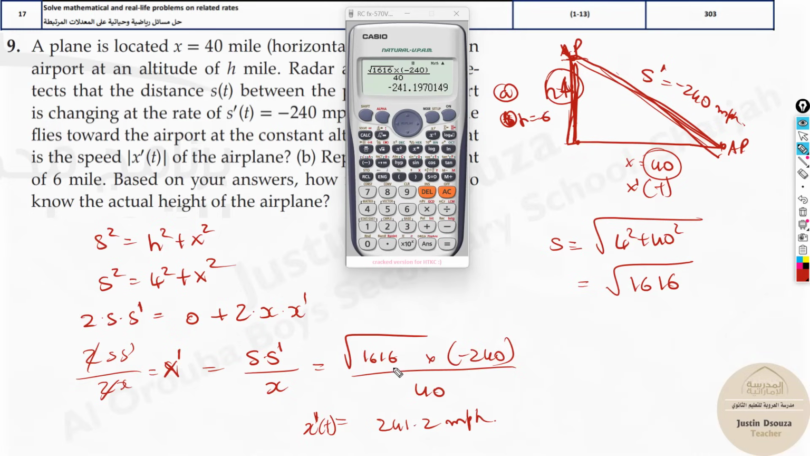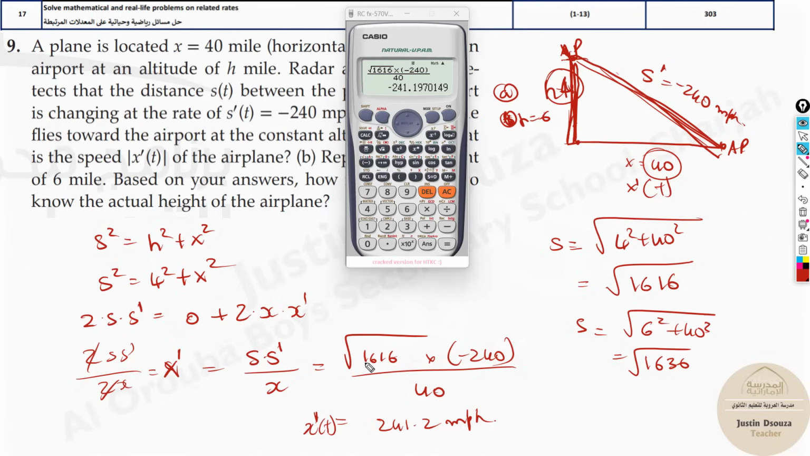Now we have done part A, that is what they had asked us to do, the speed x dash of t. Repeat this for 6 miles. Now what happens when it's 6 miles? There are simple changes over here. The s value changes. The s value will be the square root of 6 squared plus 40 squared. Now 40 squared is 1600 and 6 squared is 36. So it will be the square root of 1636.